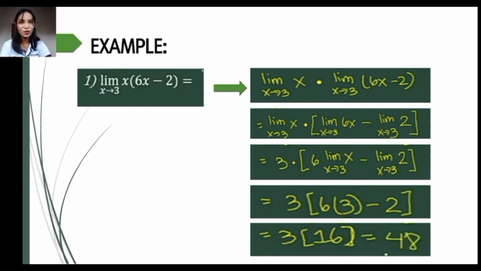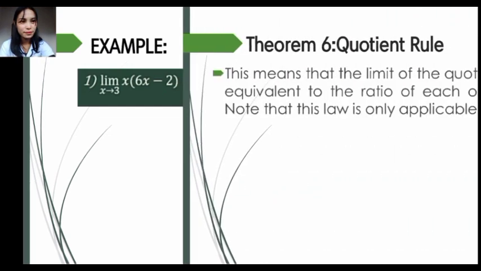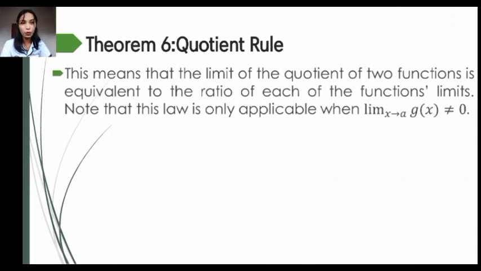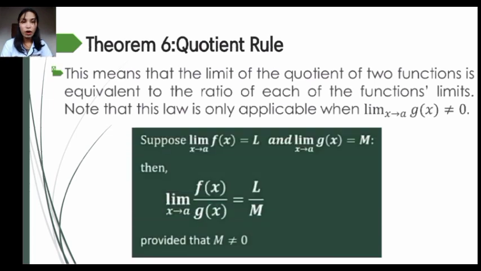Now let us proceed to our quotient rule, theorem number 6. This means that the limit of the quotient of two functions is equivalent to the ratio of each function's limits. But we have to take note that this law is only applicable when the limit of g of x as x approaches a is not equal to 0. So take note that it has its condition. If we say g of x, this means this is the function that is in our denominator.